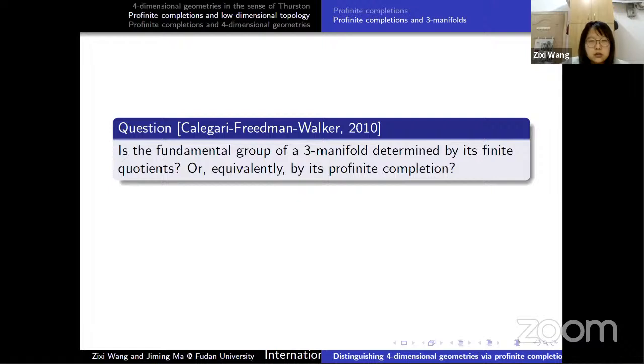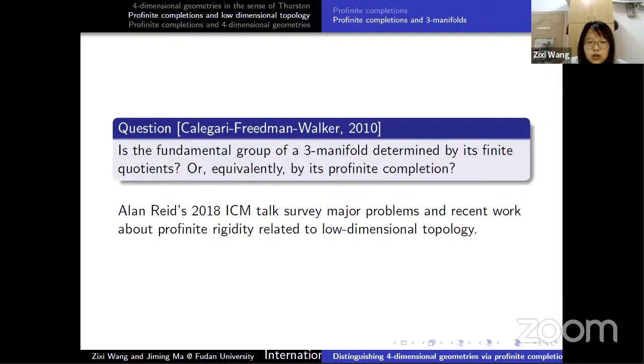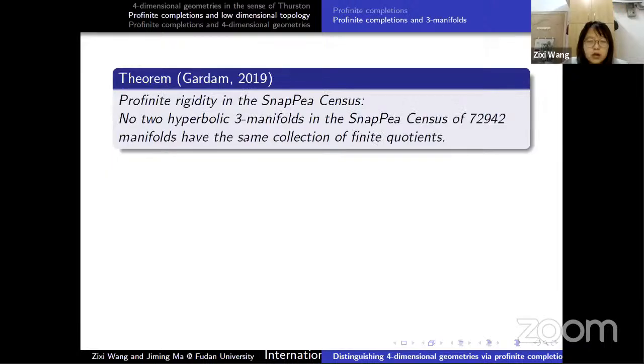And we should ask about the profinite completion with a low dimensional topology background, that is: is the fundamental group of a three manifold determined by its finite quotients, or equivalently by its profinite completion? And Alan Reid gave a talk at the ICM about major problems and recent work on profinite rigidity related to low dimensional topology. There is evidence for profinite rigidity: among almost 32,000 hyperbolic three manifolds, no two in this category have the same collection of finite quotients. It's just the evidence.